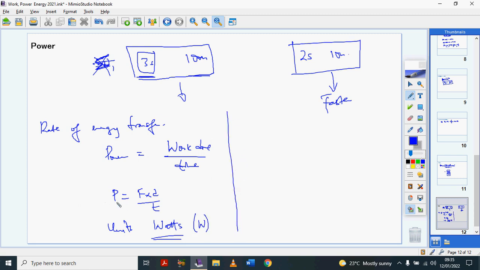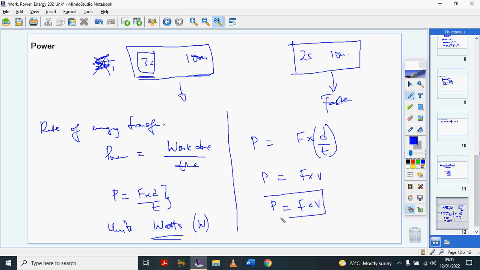Now something else to look at in this formula of power: power is equal to force times distance, everything divided by time. If I break this apart, because it's still the same expression, distance divided by time, I hope you guys remember, is the same as velocity. So sometimes power can just be calculated by multiplying force times velocity. So those are two expressions that we can use to calculate power.